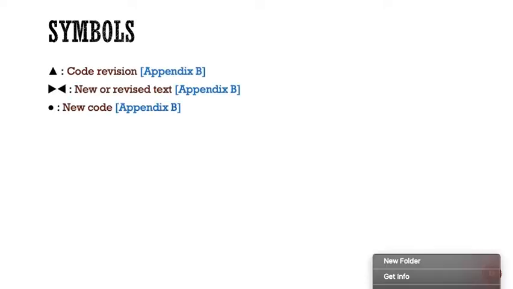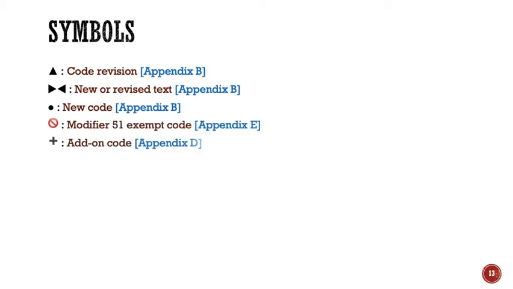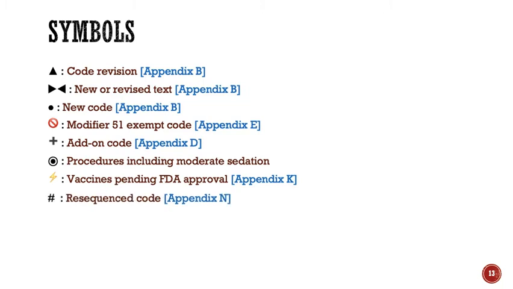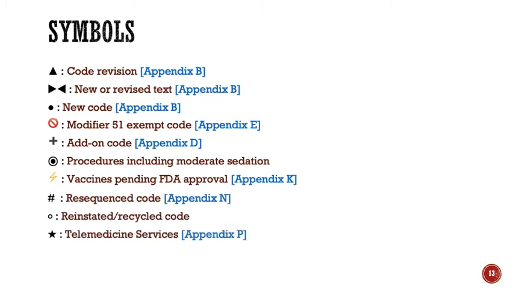Then there are symbols used in the CPT book for code revision, new or revised text, new code, modifier 51 exempt code, add-on code, a procedure including moderate sedation, vaccines pending FDA approval, resequenced code, reinstated or recycled code, and telemedicine services. Each of these is documented in specific appendix numbers as shown here.